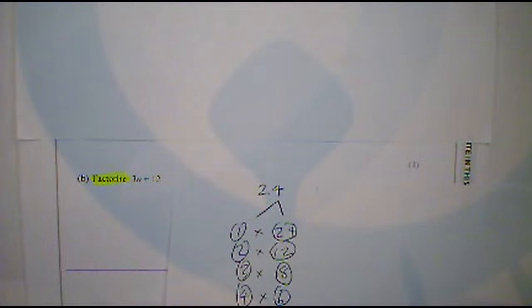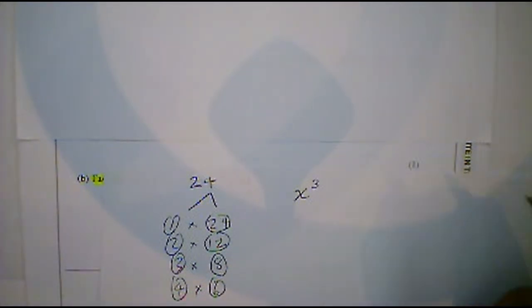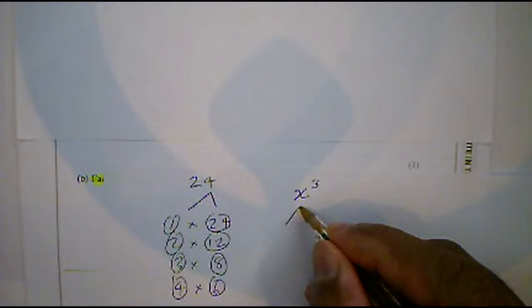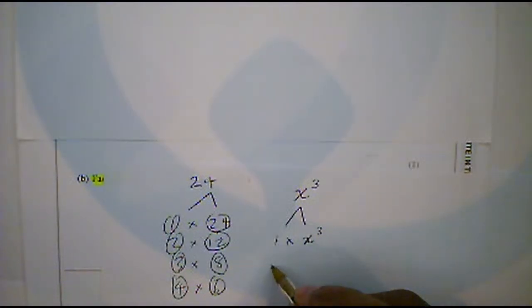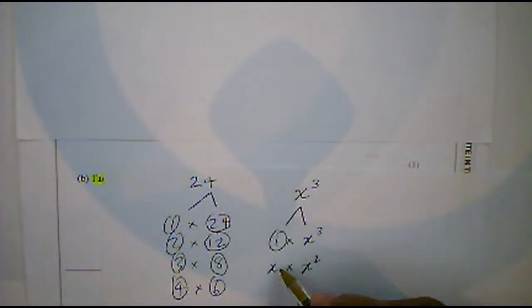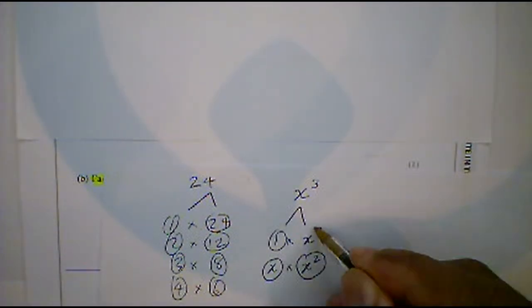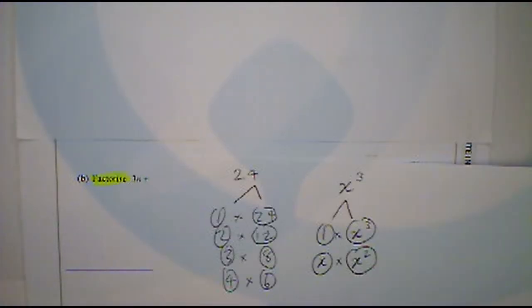We can also have algebra. So for example, if we have x cubed, what goes into x cubed? We can have 1 times x cubed. X times x squared makes x cubed. So these are also factors of x cubed, for example. So this is going to help us to factorize this.